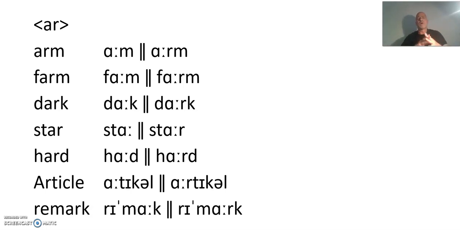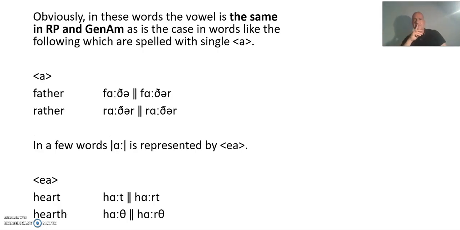Farm, farm. Dark and dark, star and star, hard and hard, article and article, or remark and remark. It's clear. Obviously, in these words, it's the same vowel in RP and in General American. In A spelling, you have that, father and rather, but you have it in some EA spelling as well, particularly in heart and heart, or hearth and hearth, stove. Here you have it too. Not very frequent, but it's there. Well, heart is, of course, a very frequent word.